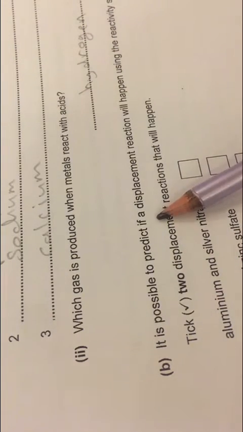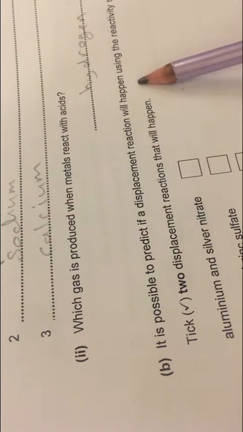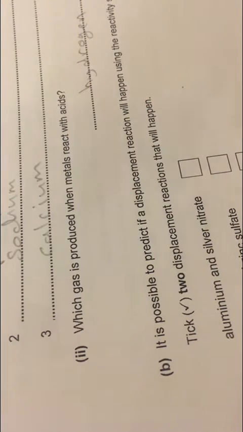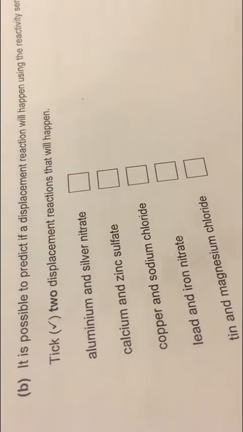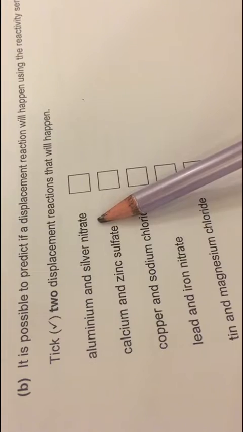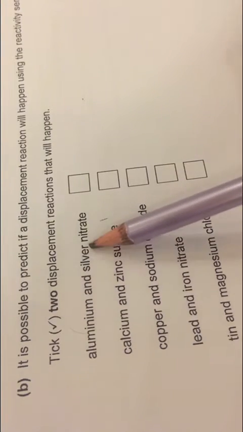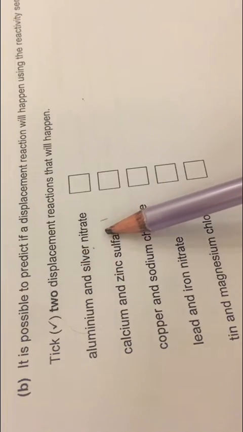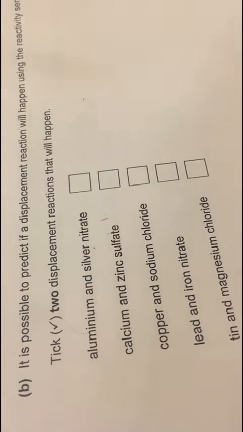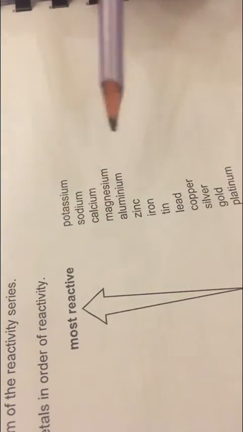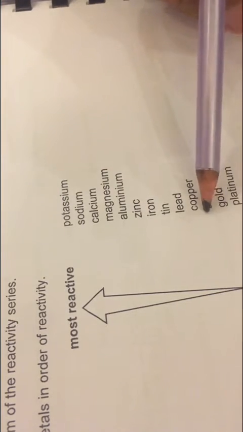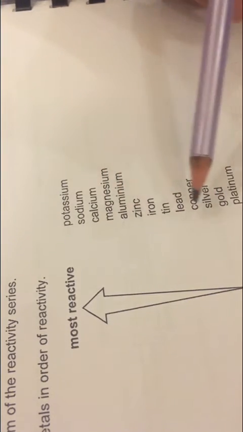It is possible to predict if a displacement reaction will happen using the reactivity series. As I mentioned before, we can use the reactivity series to predict if any reaction happens or doesn't. So let's look at these pairs: aluminium and silver nitrate. If aluminium is more reactive than silver, then it's going to kick silver out of the reaction and the reaction happens. Let's go to the reactivity series above. So here is aluminium and here is silver. According to the reactivity series, aluminium is more reactive than silver, so the reaction will happen.